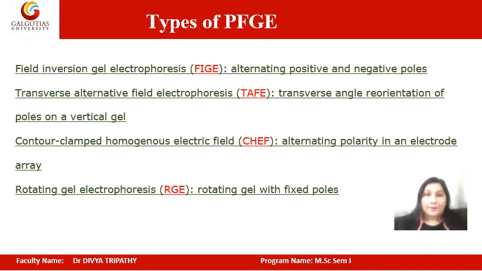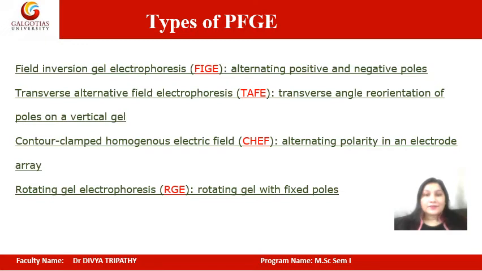Now, pulsed field gel electrophoresis may be of many types. Field inversion gel electrophoresis, that is known as FIGE. In this electrophoresis, alternating positive and negative poles are used. The second type is TAFE, or transverse alternating field electrophoresis. In this electrophoresis, transverse angled reorientation of poles on a vertical gel is used.